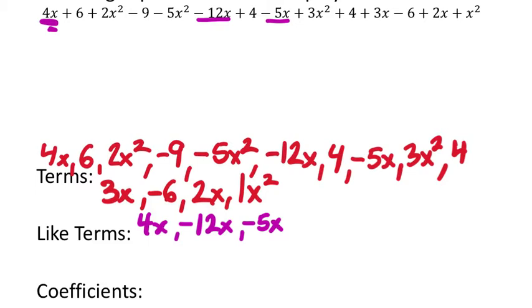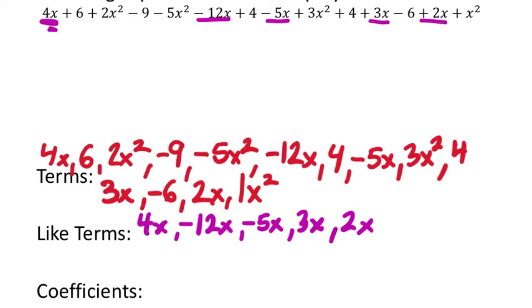Negative 5x, because again, it does not have the exponent of 2. Now the 3x to the power of 2, nope, because of the exponent. 4, nope. 3x, yes. That has just the x. So I'll list it in the x terms as a like term. Then I got negative 6, no. 2x, yeah, that'll work. That's a positive 2x. And then finally that x to the power of 2. Nope, that's not a like term, okay? Now that identifies all of the x terms.